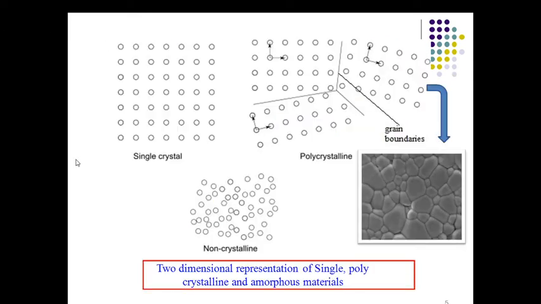So if we see diagram-wise, this is a single crystal where there are sharp edges, smooth faces, and long range order, and they are anisotropic. The same arrangement will be repeated in all the 3 directions. They have regular and periodic arrangement of atoms.